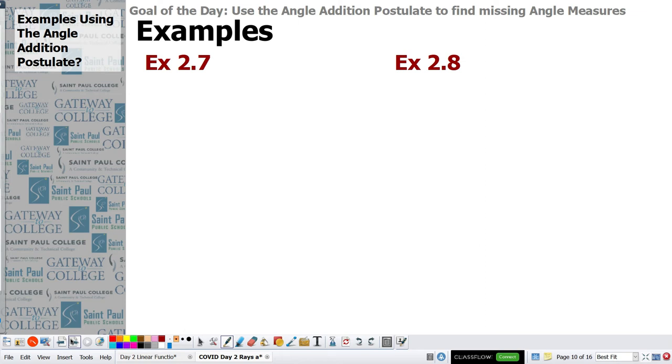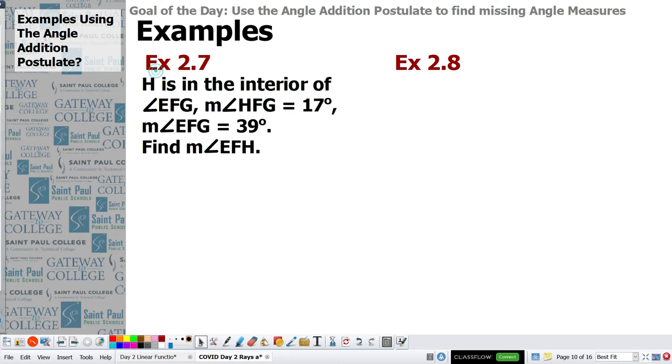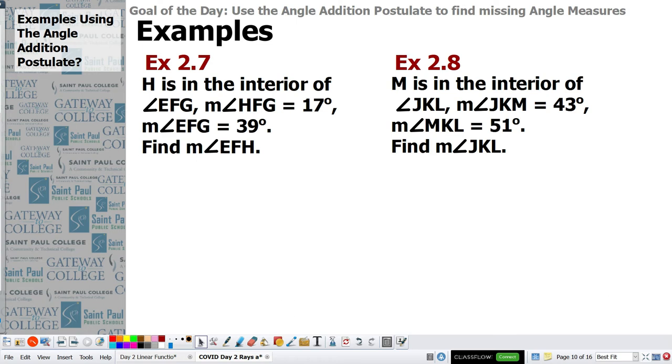For this next one, I'm just going to pop them both up here. So go ahead, hit pause, use your notebook, and see if you can solve these two problems. Accurately draw the picture and solve it, and then hit play and check your work.